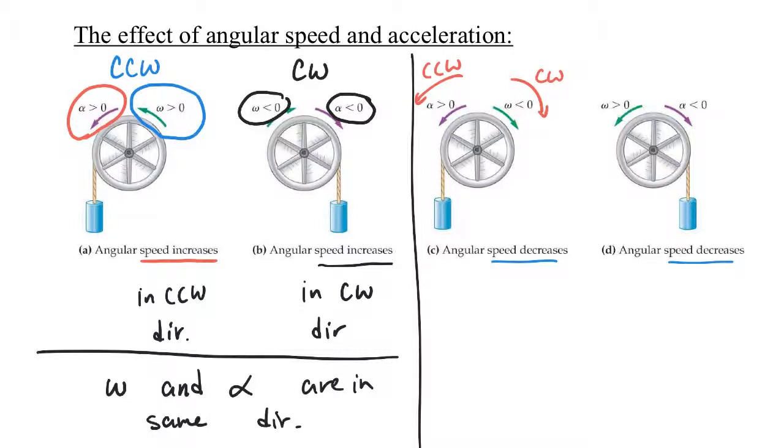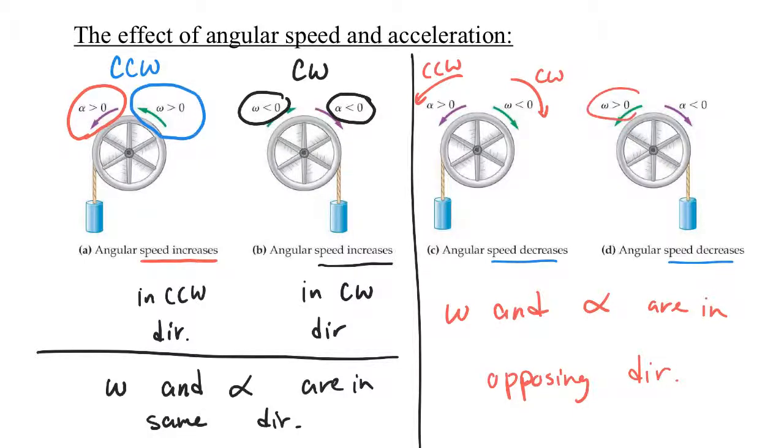so the speed will naturally decrease. So what we notice here is that omega and alpha are in opposing directions. That's why I circled those and labeled them up there. Again, the concept is that these are in opposing directions. But when they're both in the same direction, we speed up. But when they're in opposing directions, we would slow down. Or the rotating object would slow down.